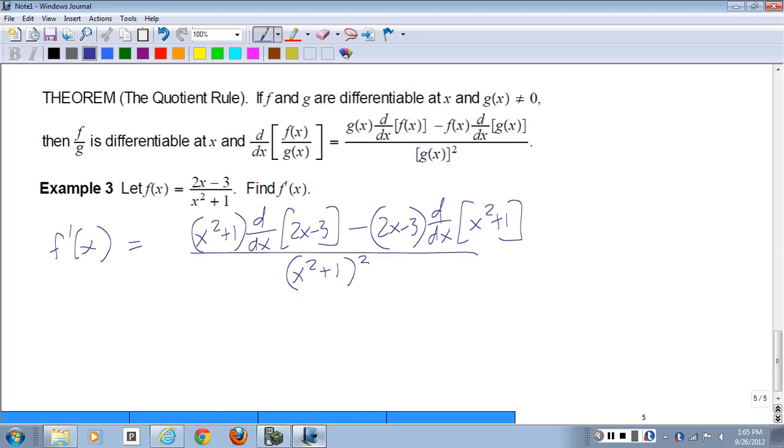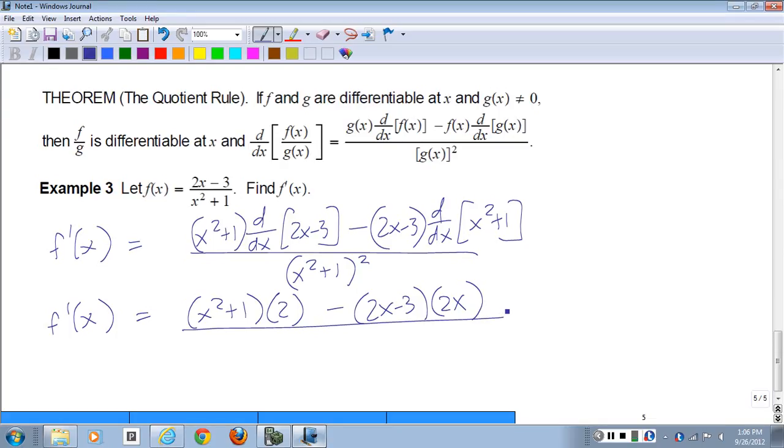So we take the derivative, f prime of x equals, well, the derivative of 2x minus 3 is just 2. Slope of that linear expression, minus 2x minus 3, derivative of x squared plus 1, just 2x, using the power rule on the x squared. Derivative of 1 is 0, so that doesn't contribute anything to the derivative. And we still have x squared plus 1 quantity squared in the denominator. And we have an expression to simplify in the numerator.